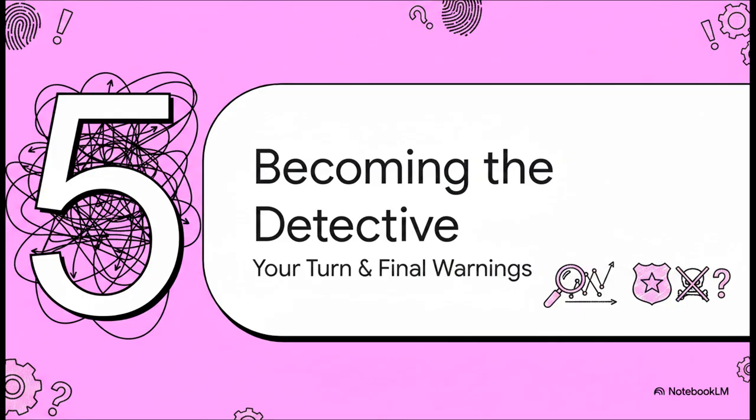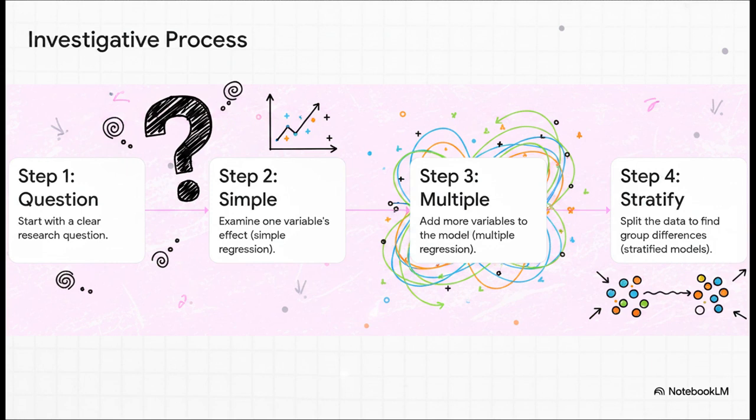Before you go off and start your own investigations, let's do a quick recap of our process and go over a few critical warnings from the detective's field guide. Always remember this logical flow. It's such a powerful way to build knowledge. You start simple, then you add complexity, layer by layer, and then you check to see if the story is different for different groups. This is the why behind the process. It's how you build a really solid, nuanced argument using data.